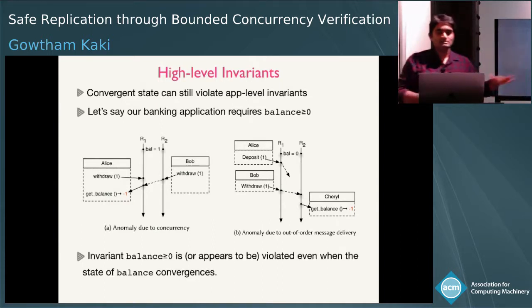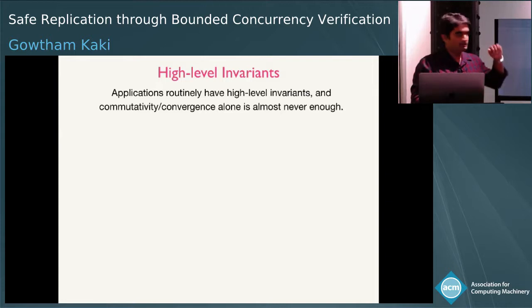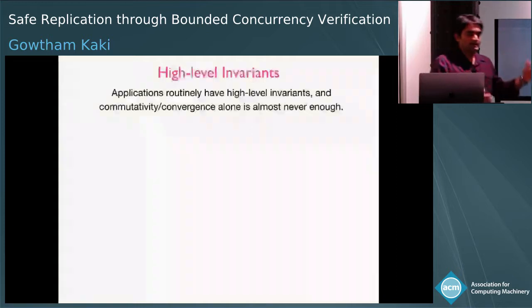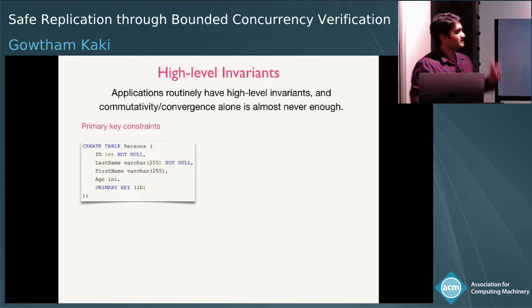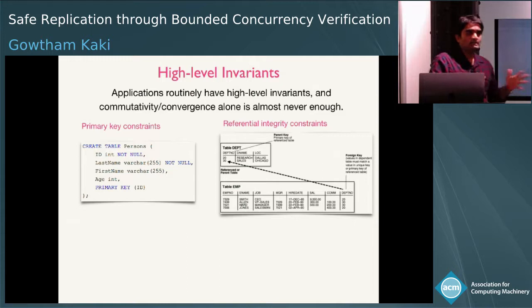So these scenarios demonstrate that invariants can be violated, or they seem to be violated, even when the state of the application converges, right? And these high-level invariants are pretty common among applications. Although the bank account example that I've demonstrated is arguably a toy example, real applications have invariants such as primary key constraints. For example, a person's table may require a unique ID. Likewise, referential integrity or foreign key constraints between various tables.